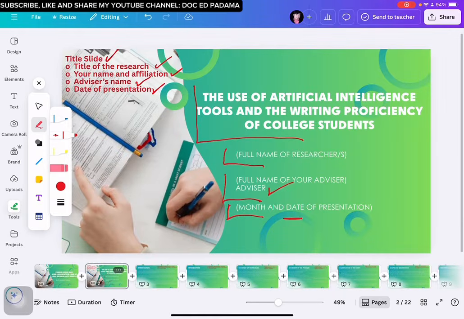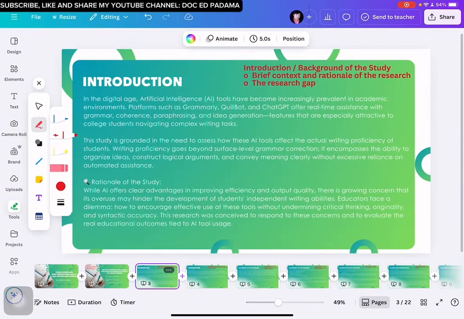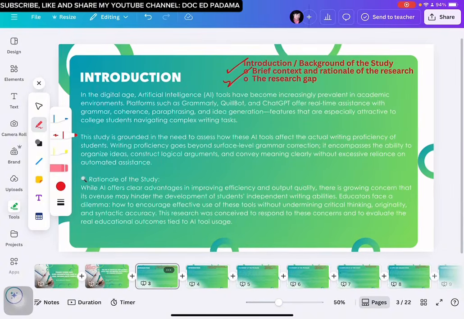Okay, so the next part of our slide presentation for your final defense will be the introduction and background of the study, and the content of this particular part of your slide presentation should be the brief context and rationale of the research and the research gap. So as you can see, I have already provided a sample of these parts enumerated below the introduction and background of the study. So for the introduction and background of the study, you have the first two paragraphs.